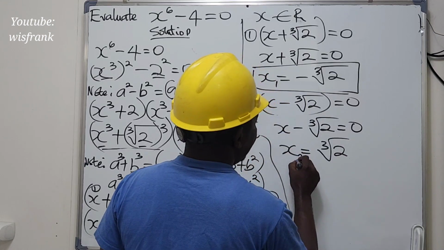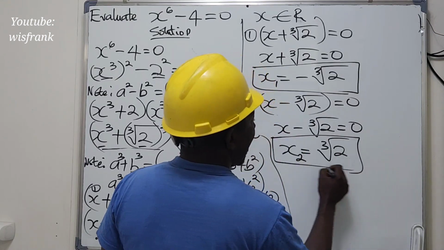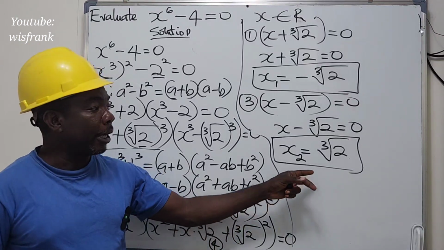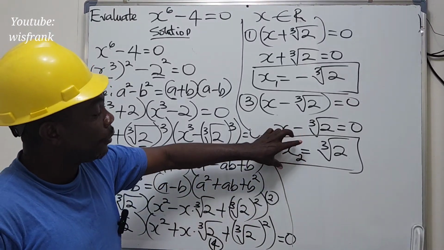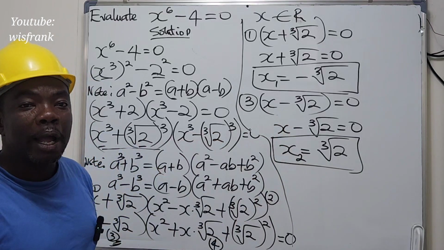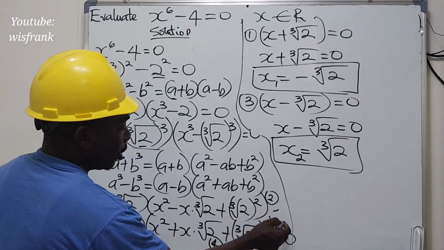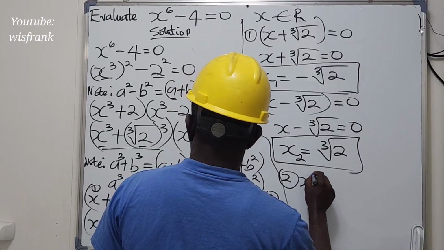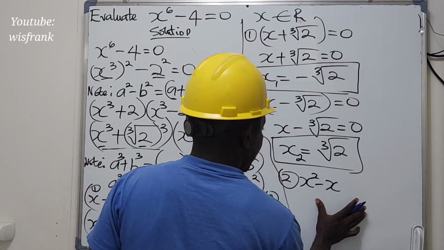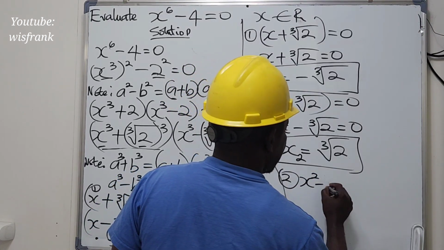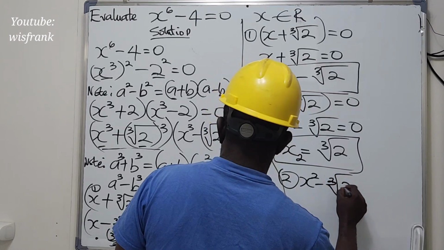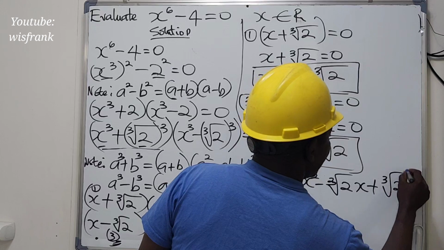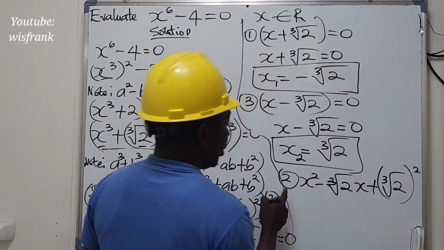So this is the second value of x that we have, and it is a real number because it does not contain a complex number. So these become the two solutions of x that we have. We are going to look at the second one and the third one. The second one is x to the power of 2 minus cube root of 2 x, plus cube root of 2 all to the power of 2. That is for the second one.